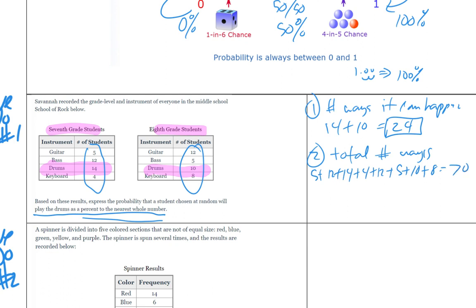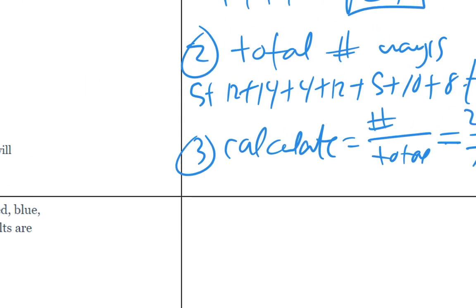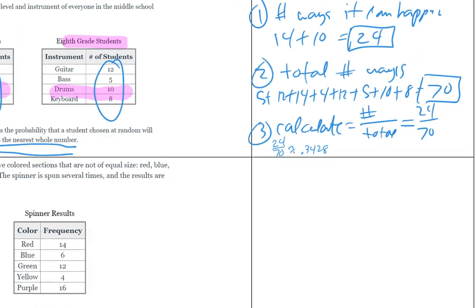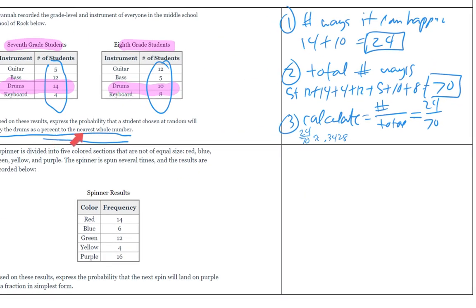Then we just do our calculations. We're going to put the number on top and then the total on the bottom. So we're going to say 24 out of 70, because 24 out of 70 was what we had. Now they say they want percent to the nearest whole number. So let's put that in our calculator. 24 divided by 70 is approximately 0.3428.